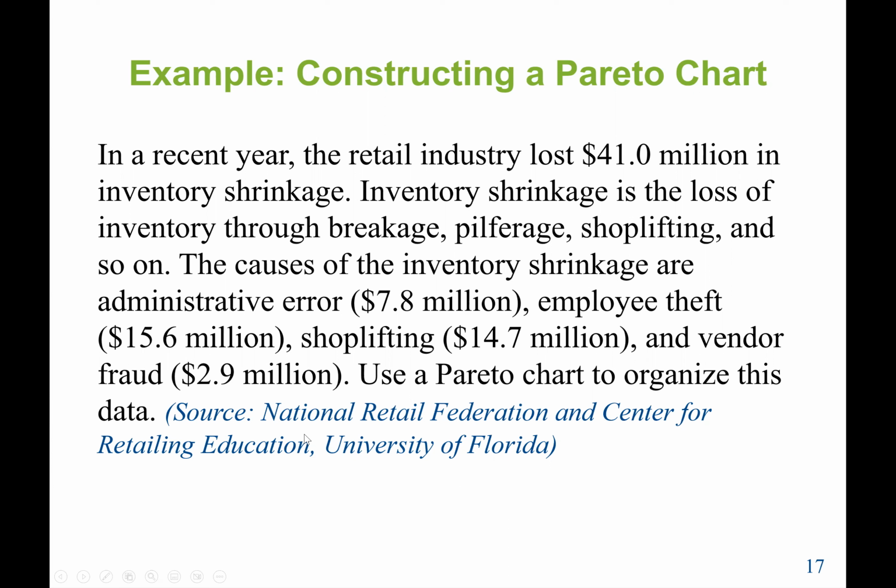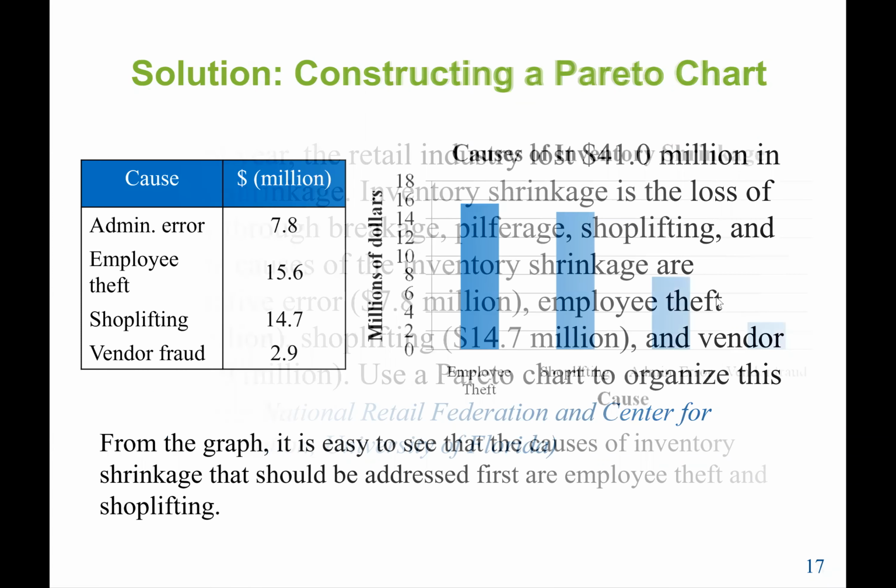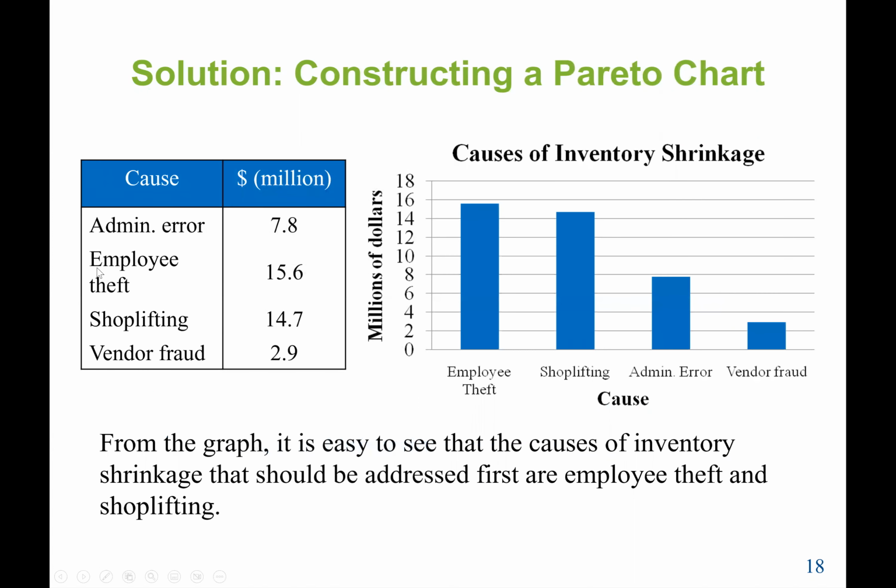So remember, for the Pareto chart, the category with the highest frequency should come first. So those would be with the highest value or the maximum, for example, 50.7 may come first before 14.7. We know the total is 41.0. So to find the relative frequency, it would be 15.6 divided by 41.0. And that will be the category for employee theft. So this is our administrative error, employee theft, shoplifting, vendor fraud.